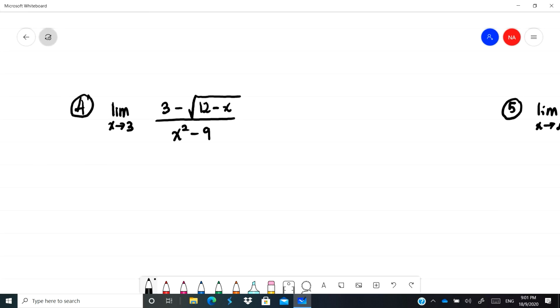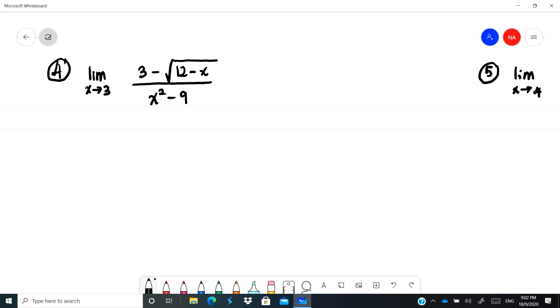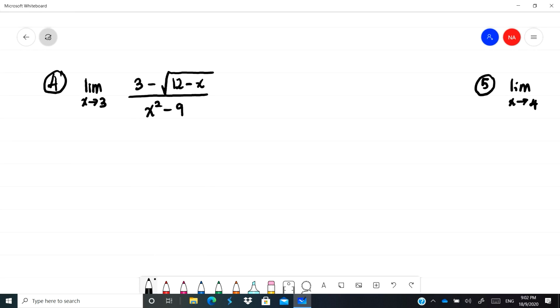Let's move to number 4. We have this limit as x approaching 3 for this type of function. Look at your denominator and also numerator. Which part should be multiplied with the conjugate? That is actually the numerator. In this case, the conjugate of the numerator will be 3 plus the square root of 12 minus x. But before that, why do we have to do this? Because if you try to substitute the value of x with 3, it will be the 0 over 0 case. Then that will be a very big problem.